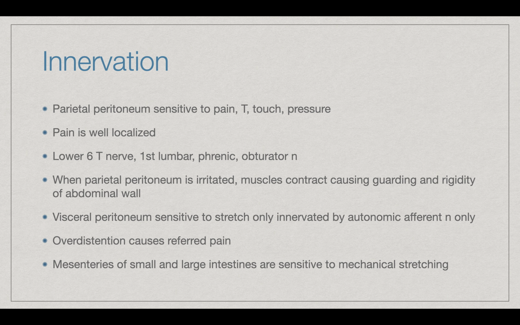And over distension, so in a lot of organomegaly, it'll force the parietal peritoneum to extend, and then the referred pain can radiate over the shoulder or to the back. And then the mesenteries of the large and small intestines are sensitive to the mechanical stretching only. It's important to note that the sensation around the umbilicus comes from the thoracic 10th nerve. So T10 is going to innervate that area.